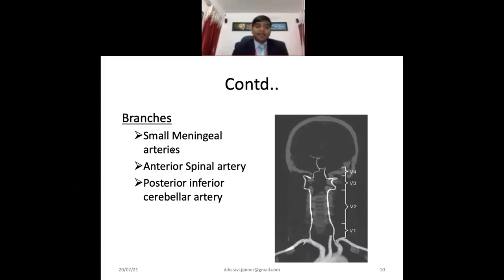Then I said we have the small meningeal artery. This meningeal artery will be supplying the dura mater of the posterior cranial fossa. Apart from that, we have the medullary arteries as well, which are small minute vessels, and that will be supplying the medulla oblongata. So there are five branches from the vertebral artery.